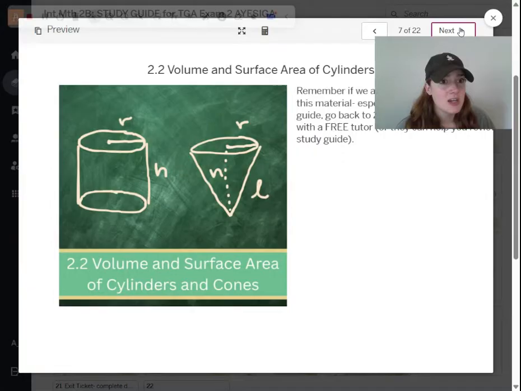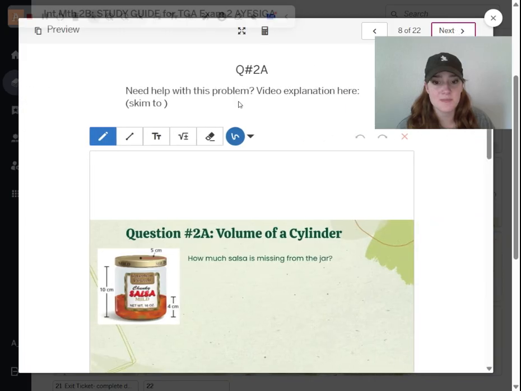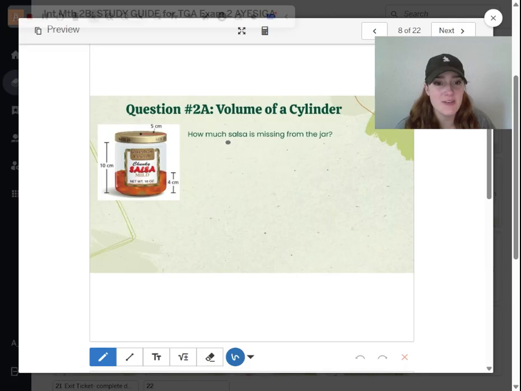All right, moving into 2.2, volume and surface area of cylinders and cones. Question number 2A. Let's see what is going on here. It says, need help with this problem? The video explanation. This is the video that you're watching. Question number 2A, volume of a cylinder. The question is, how much salsa is missing from the jar?